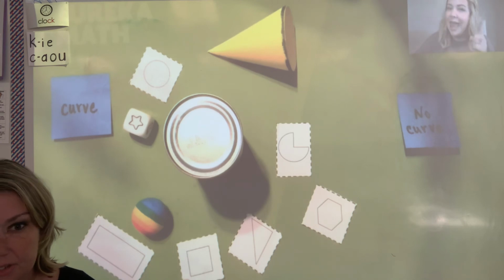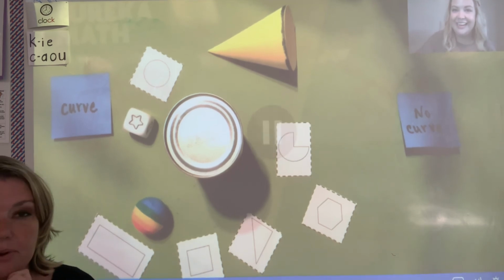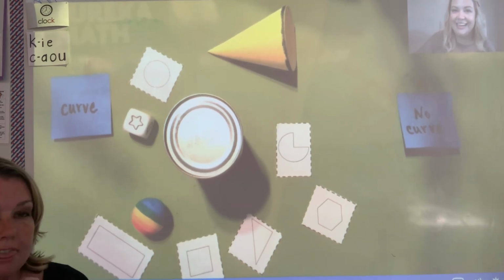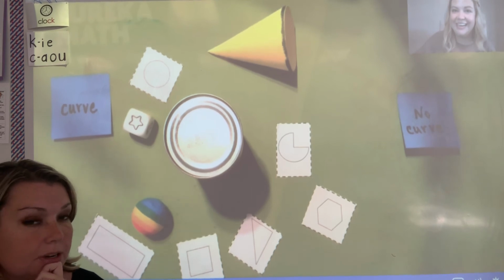So let's start looking at our shapes. Let's look at this shape. What is this shape? What's its name? A square. That's right. How did you know that it's a square? Okay, answer that question. How do we know this is a square? Who can answer that? Because that's a tricky one.